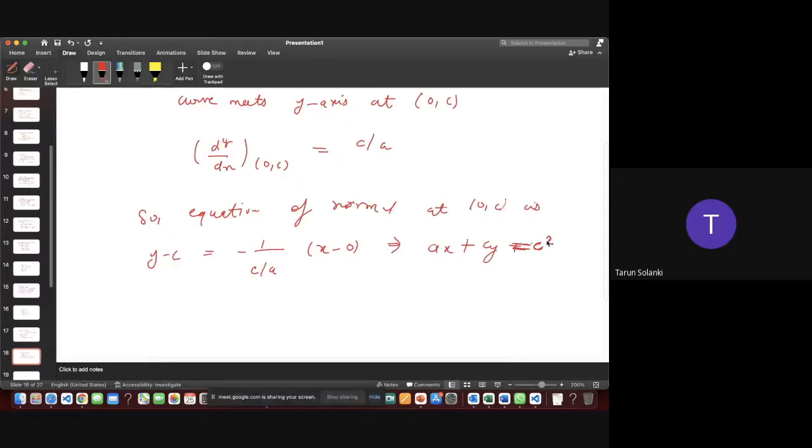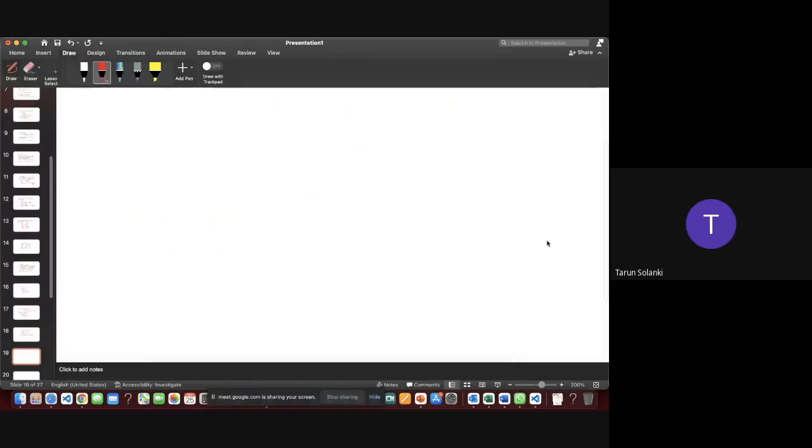Similarly here, the curve meets the y-axis at 0 comma c, dy by dx at 0 comma c is c by a. So the equation of normal at 0 comma c is y minus c is equals to minus 1 by c by a times x minus 0. So solving, you will get ax plus cy is equals to c square. So let's look at one more example.